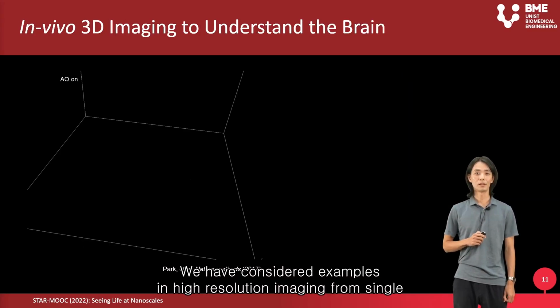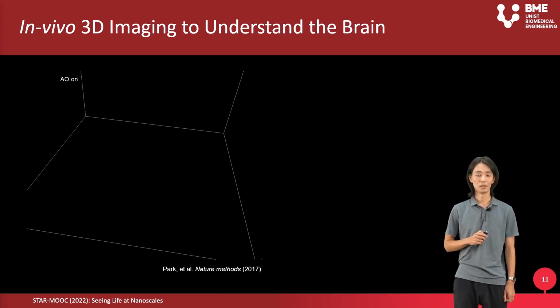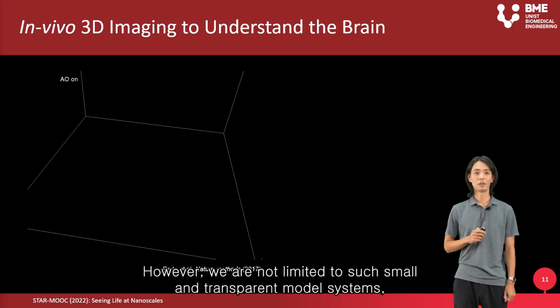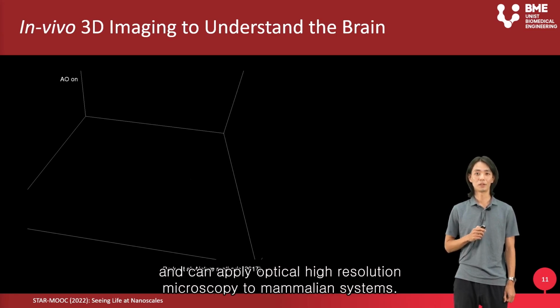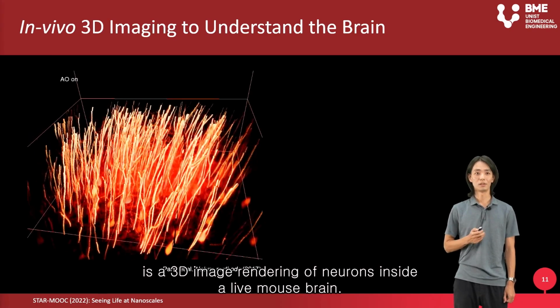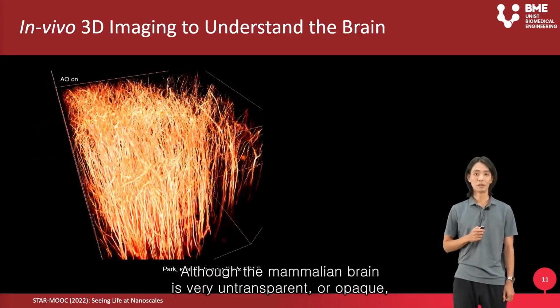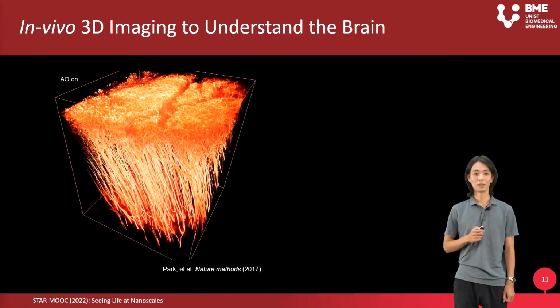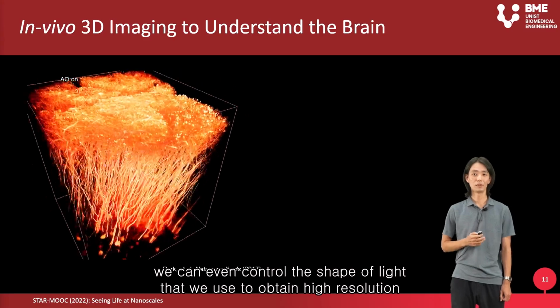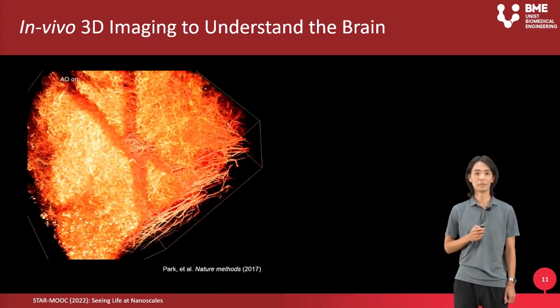We have considered examples in high-resolution imaging from single cells to embryos or small organs in small transparent animal models. However, we are not limited to such small and transparent model systems, and we can apply optical high-resolution microscopy to even mammalian systems. For example, this image is a 3D rendering of neurons inside a living mouse brain. Although the mammalian brain is very opaque, we can even control the shape of light that we use to obtain high-resolution imaging through such challenging environments.